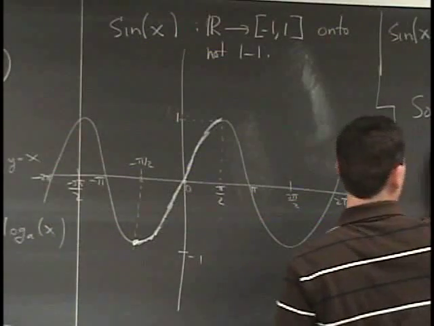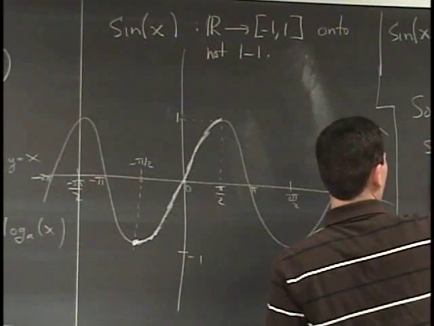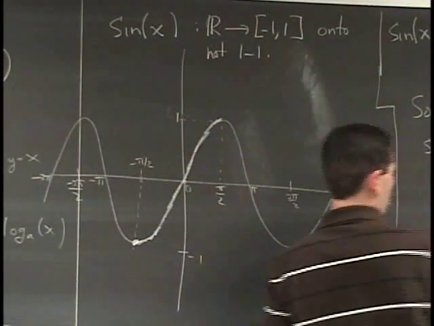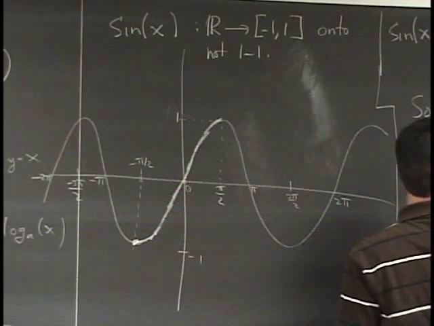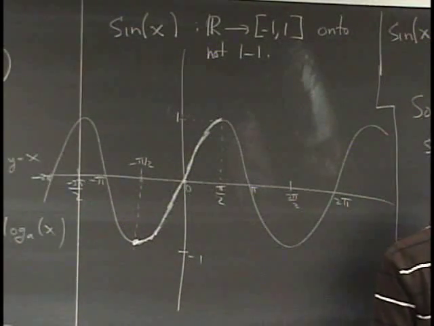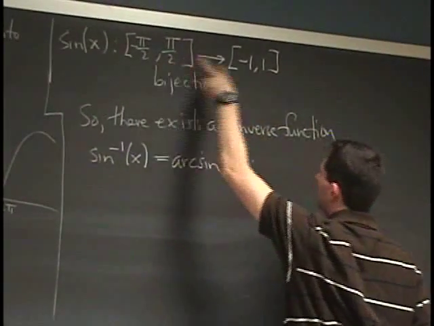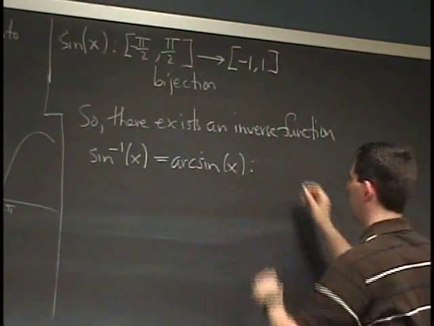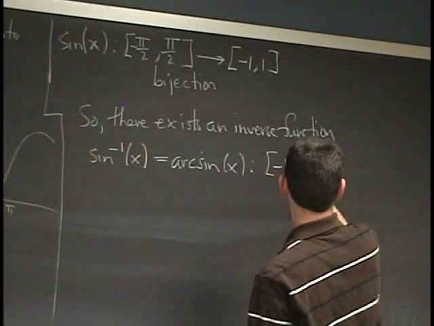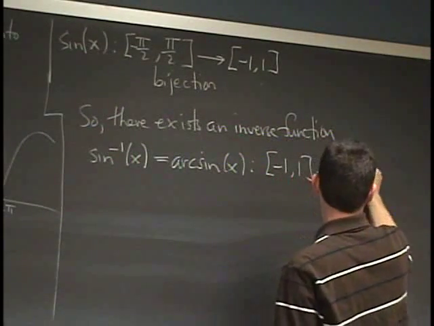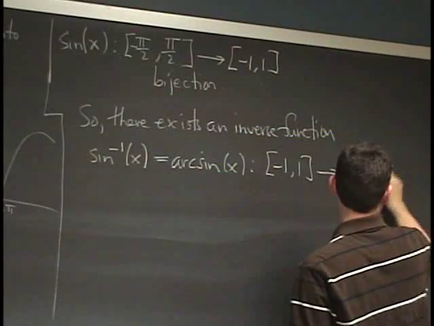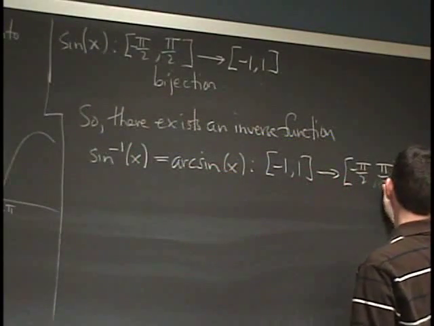So we have an inverse function, which is called this, or sometimes Arcsine. And since our original function went from this interval to this interval, the inverse has to go backwards. So it goes from -1 to 1 to the interval -pi/2 to pi/2.